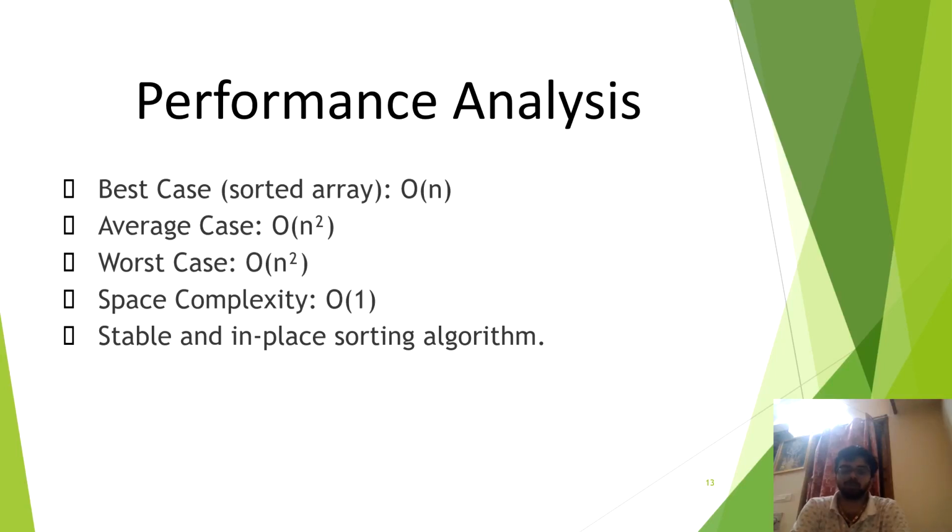So the first 4 points are clear for us. The first is the best case, the second is the average case, then the worst case scenario, and space complexity. This bubble sort algorithm is stable and an in-place sorting algorithm.